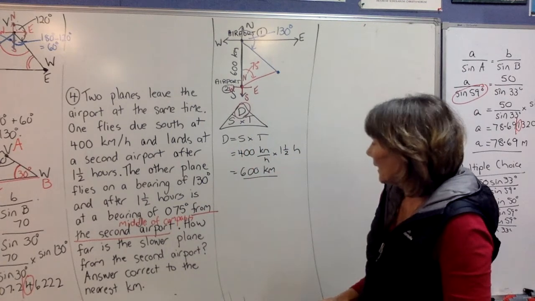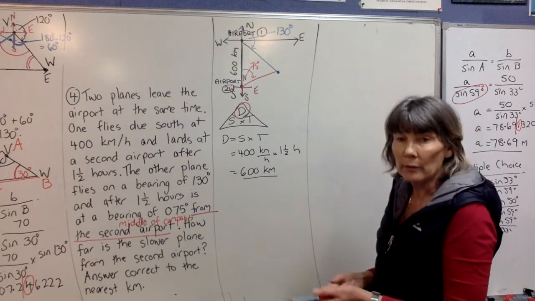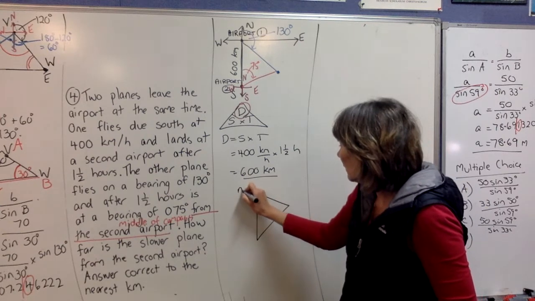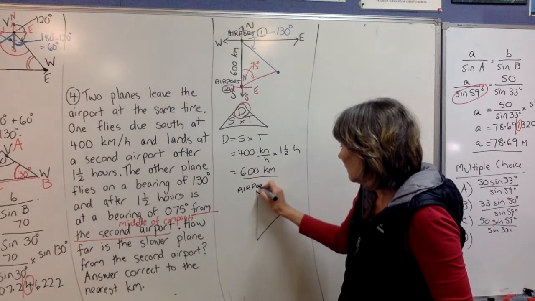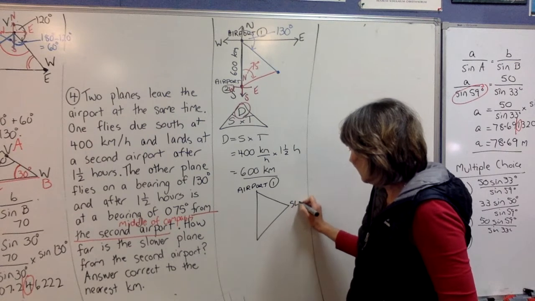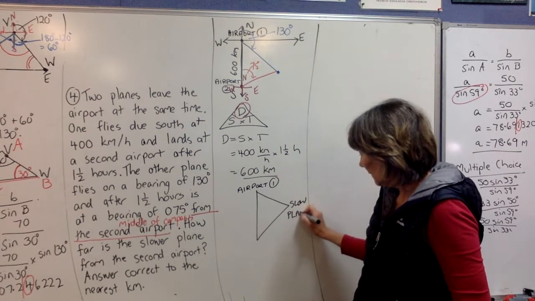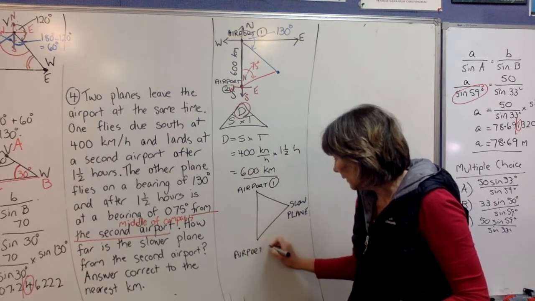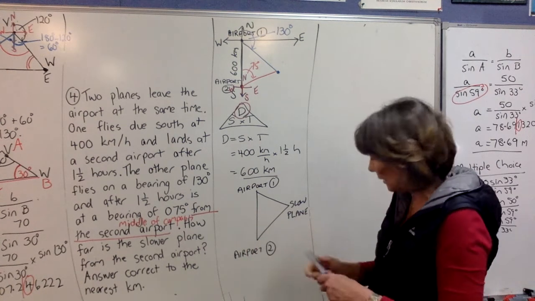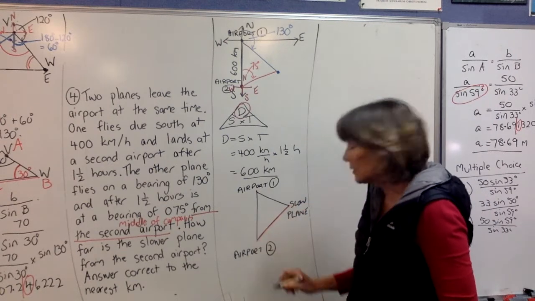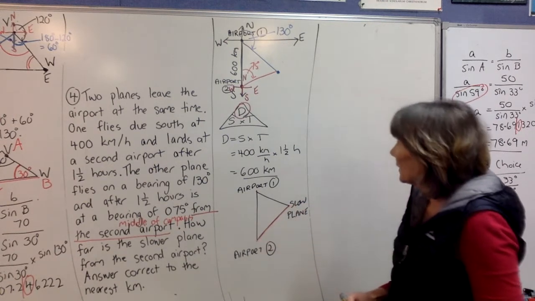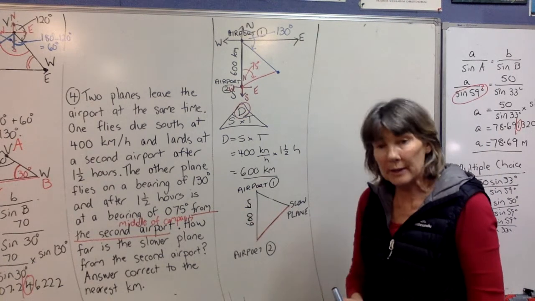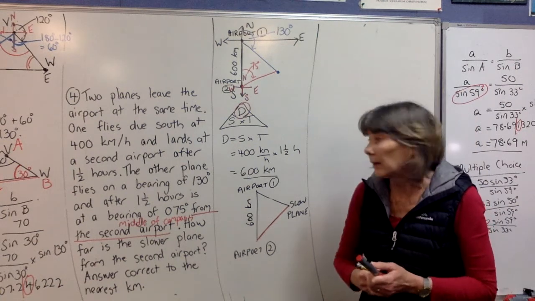All right, so looking at our triangle, let's just draw up what we've got as a triangle without all the compass directions on it and see what we have. Right, so we have airport 1. Here's our slow plane, still in the air. And here's airport 2. And we know that we're looking for how far that slow plane is, or the distance it is from the second airport. Okay, so let's see what we know. We've already got a distance here of 600, so we need to use that side length. It's the only side length we've got.